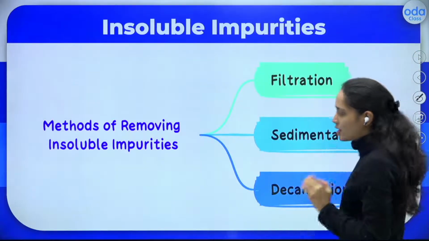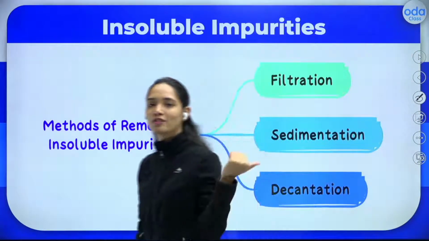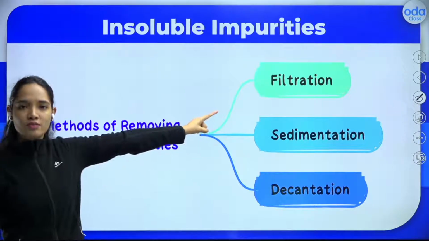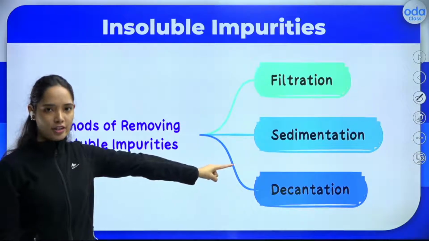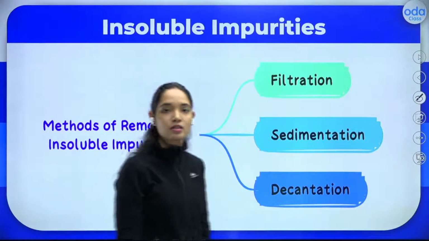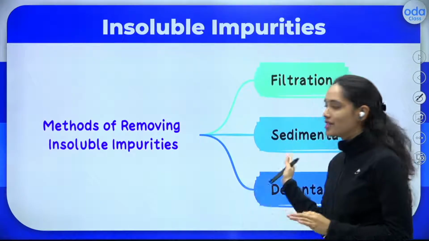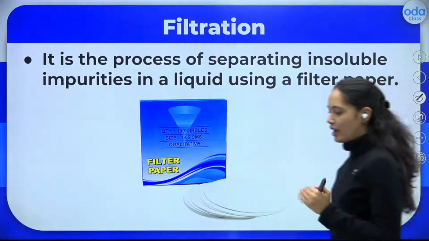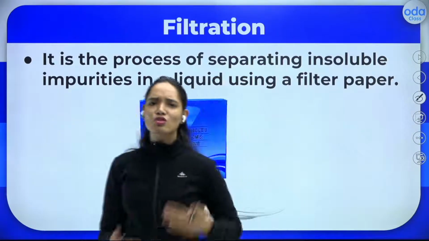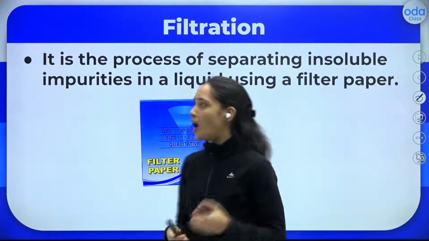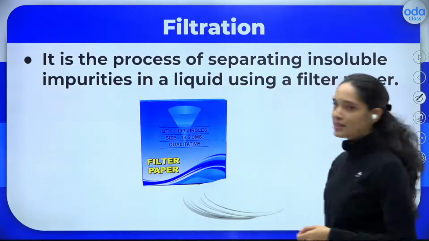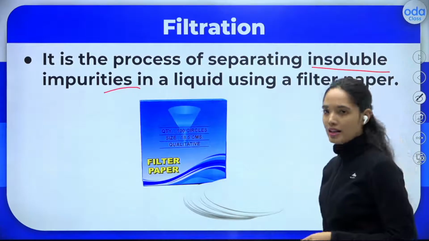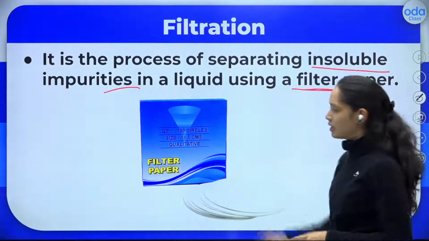Students, insoluble impurities can be removed by the following three methods: filtration, sedimentation, and decantation. So these are the three methods through which we can remove insoluble impurities. Now let's talk about filtration. Whenever we hear the word filtration, it means to filter anything, right, students? So how is filtration done here? It is the process of separating insoluble impurities present in a liquid using a filter paper.